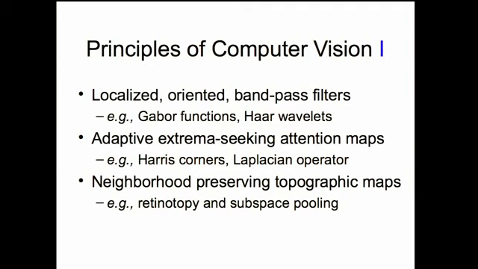From the early work of Hubel and Wiesel back in the 1960s, it became clear that the striate cortex could be characterized, at least in part, in terms of a set of filters that were localized in space and time, that were oriented, and that were bandpass, so tuned to frequencies and scales. Gabor functions and Haar wavelets are typical examples of these.